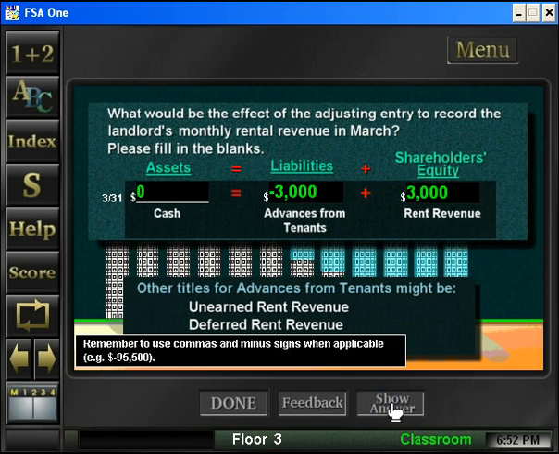$36,000 annual rent is $3,000 per month. The landlord earns $3,000 per month for providing the premises to the tenant. Of course, the liability decreases as the services are provided.